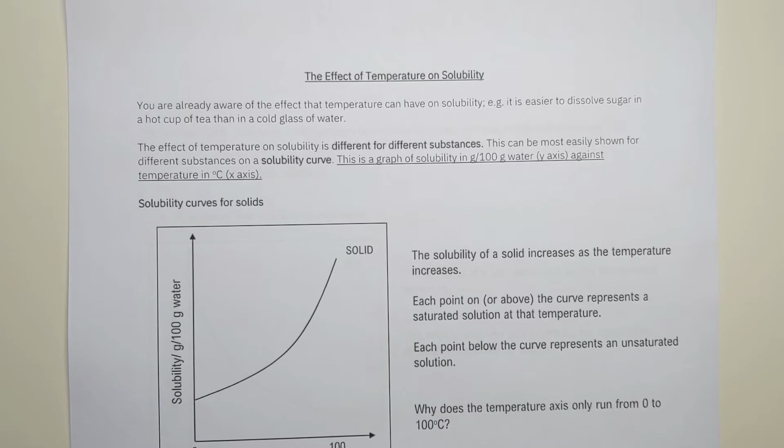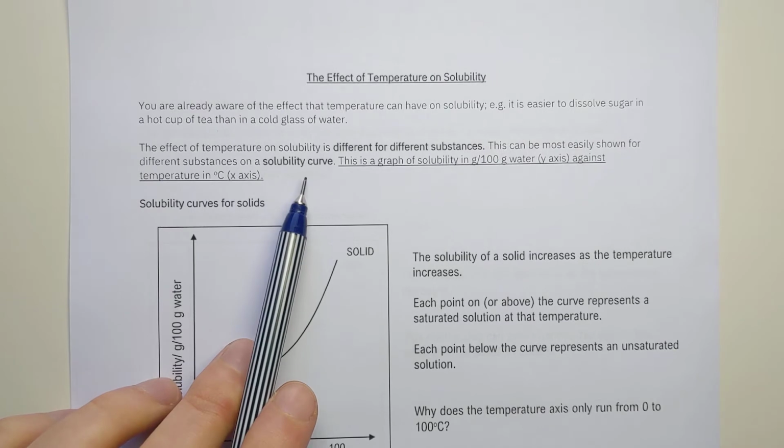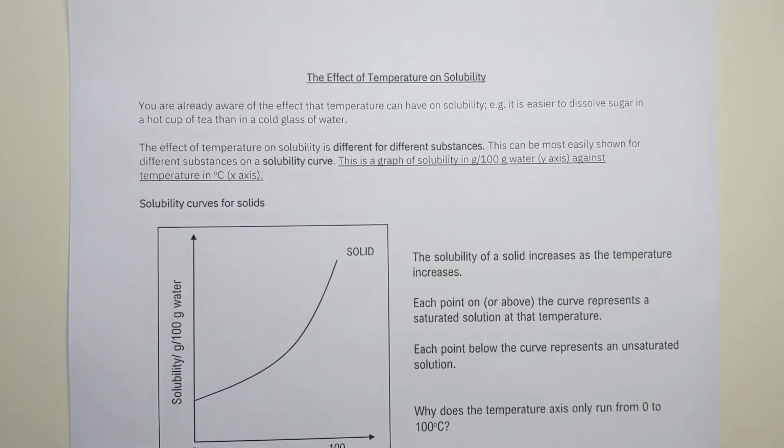The effect of temperature on solubility is different for different substances. So whilst I just said that generally most solids you find it easier to dissolve in hotter liquids, the trend's going to be slightly different for each solid. They don't all behave exactly the same. The way you're going to be able to see what the particular trend is for a solid is by showing the effect of temperature in a solubility curve. A solubility curve is just a graph. It's a graph of solubility figures against temperature.